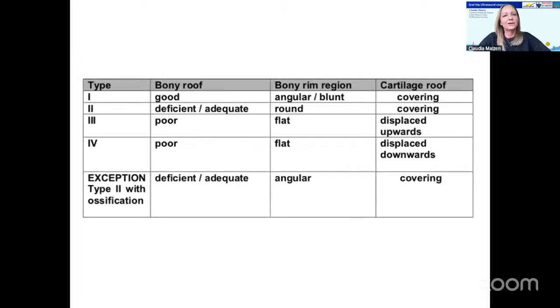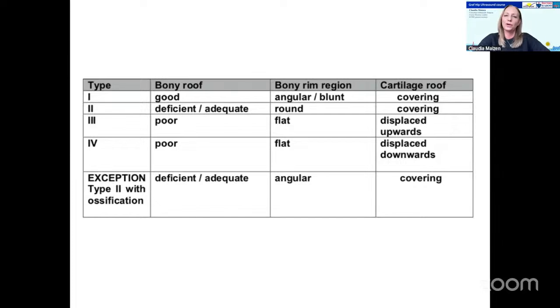In our manual, in our course, we also have this table, which is very useful to print and maybe hang on the wall in your ultrasound room, to help yourself with the description. It also shows you very clearly that with certain terms, you automatically align in one row. You can describe a type 1 hip with a good bony roof, an angular or blunt bony rim area, and a covering cartilage roof. Whereas, for example, a type 4 hip has a poor bony roof, a flat bony rim area, and the cartilage is displaced downwards.